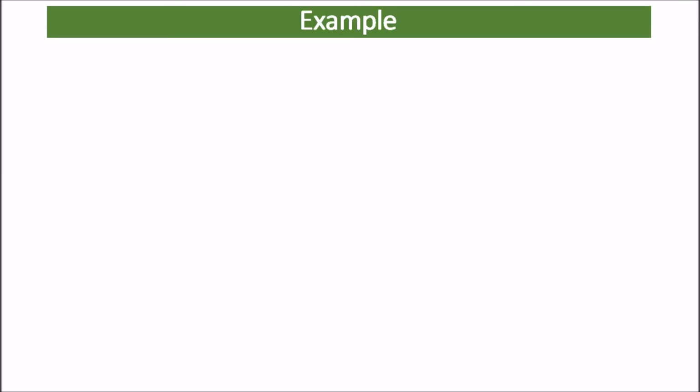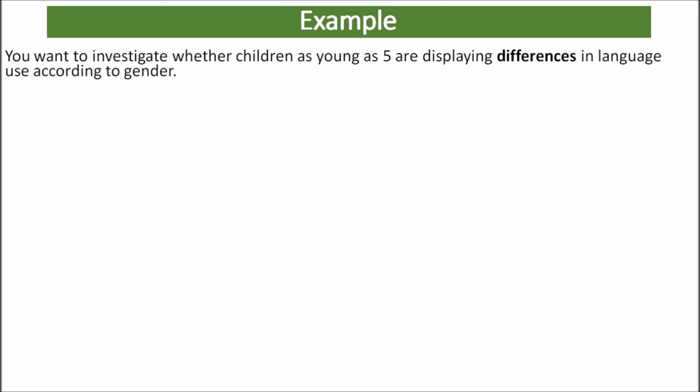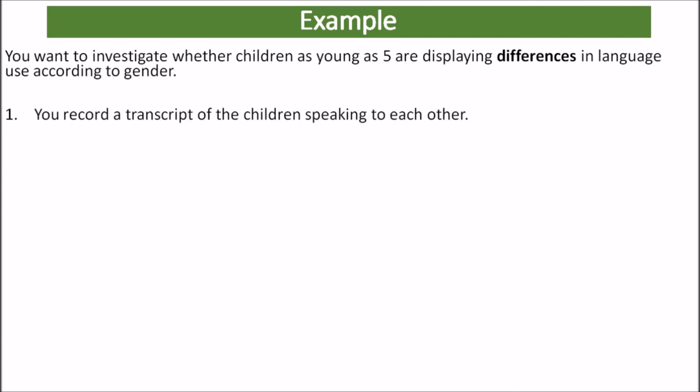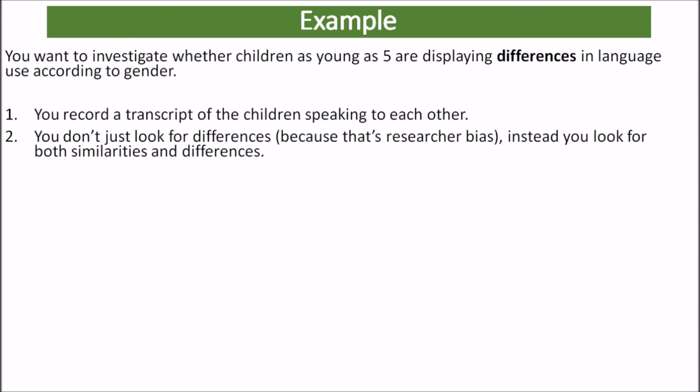Right, I'm just going to finish with this example today, and then I will leave the rest till tomorrow. Okay, so let's imagine, which is what one of the students did last year, that you're going to investigate whether children as young as 5 are displaying differences in language use according to their gender. So you record a transcript of the children speaking to each other. Now, you're not just going to look for differences, because that's researcher bias. You're going to be looking for similarities and differences in these 5-year-olds' language usage.